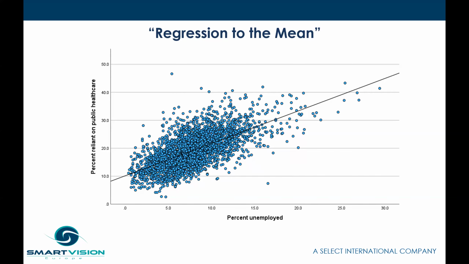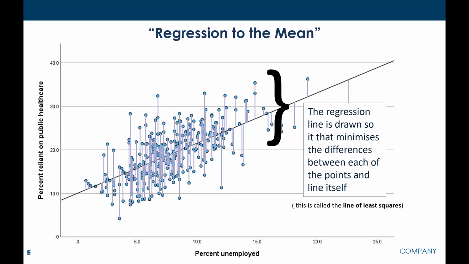But when we're building a regression model, and we're pulling out numbers that show us how to predict, for example, the percentage of people who are reliant on public healthcare based on percent employed, what we're really doing is describing that line, and coming up with a formula for that line, as we'll see. So this regression line is drawn in such a way that it minimizes the differences between each of the points and the line itself. So it's called the line of least squares.